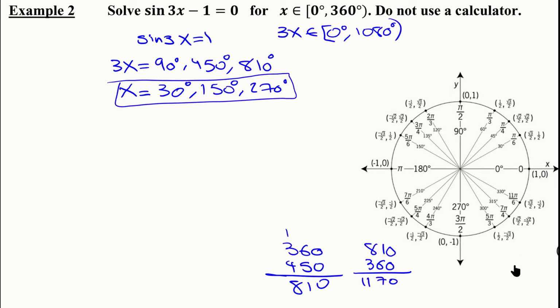It's always a good idea when you have time to plug them in and check to make sure. I mean, quickly, 3 times 30 is 90. Is sine of 90 equal to 1? Yes, it is, etc. So you can check these very quickly. So make sure you can handle this simple problem before we proceed.